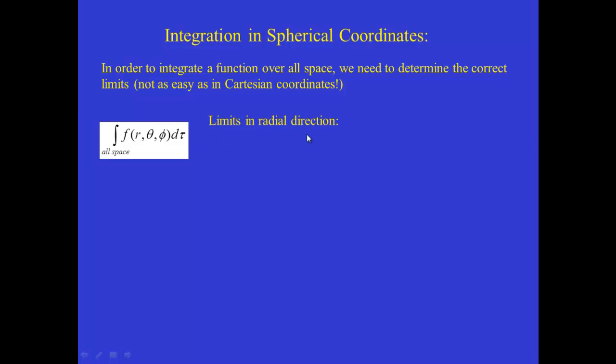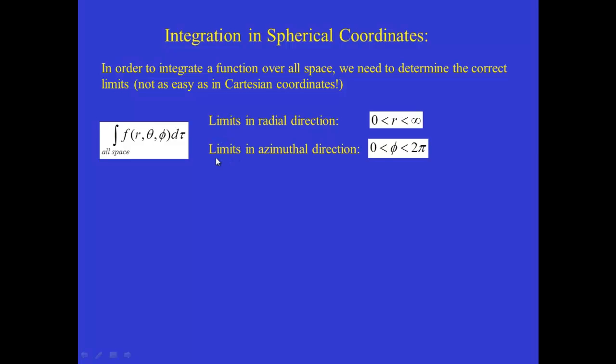Now the limits in the radial direction, if we think about it, have to go from 0 at the origin to infinity. That's not too difficult. But what about phi and theta? Well, phi, representing a rotation around the z-axis, one complete rotation that would then take in contributions throughout all possible values of phi, would go from 0 to 2 pi.